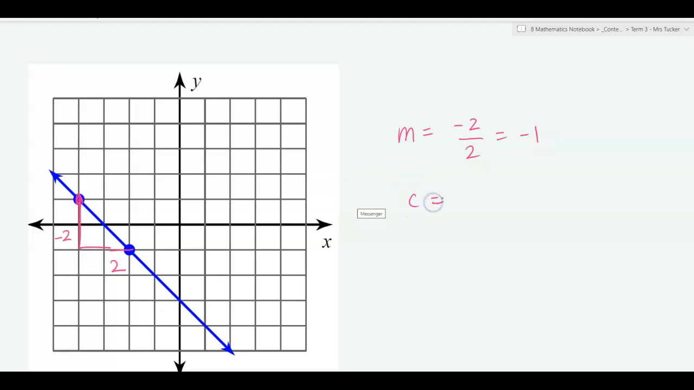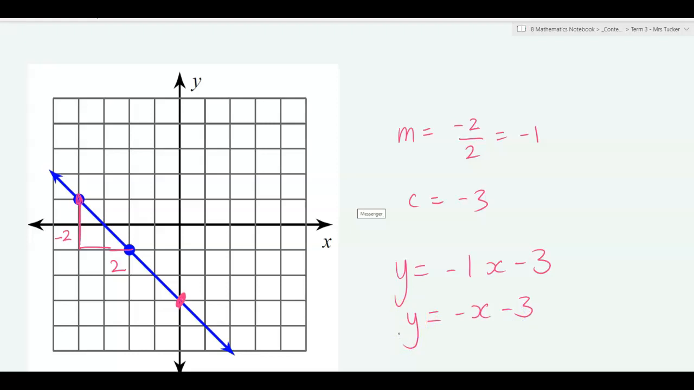What is my C? Negative 3 because it goes through the y-axis there. Y equals negative 1 times x minus 3, and we're super clever, so we don't even need to write that negative 1 out the front.